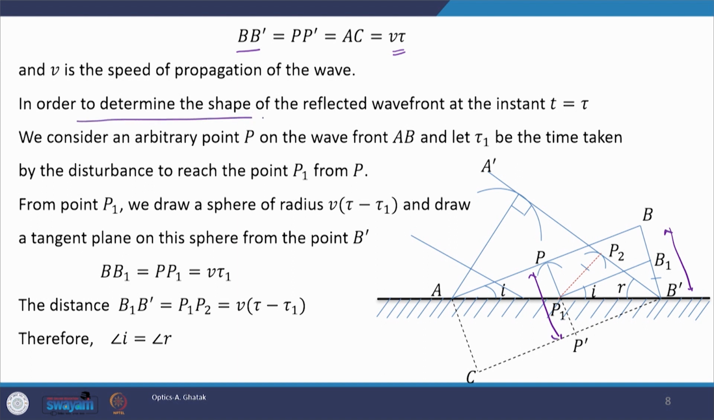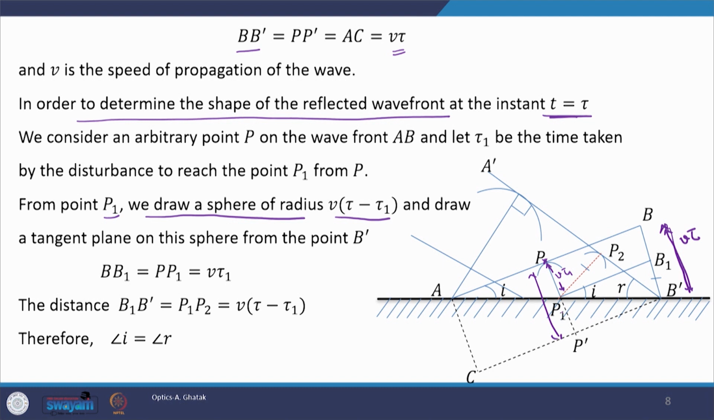Now, in order to determine the shape of the reflected wave at some time t is equal to tau, we consider this arbitrary point as stated before, and we assume that this distance is v tau 1. Tau 1 is the time which P takes to reach P1. Okay. Now, from point P1 we draw a sphere of radius v into tau minus tau 1. Okay. This whole distance BB prime is v into tau, and this shorter distance is v into tau 1.